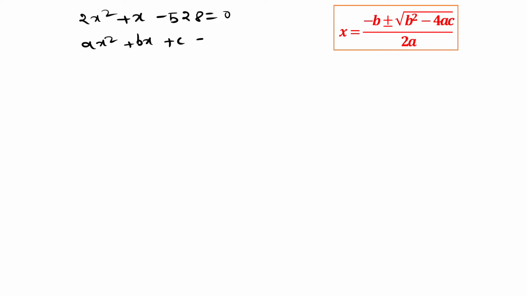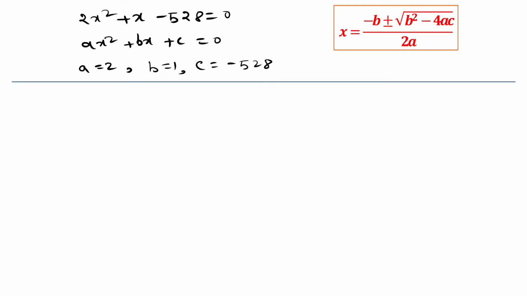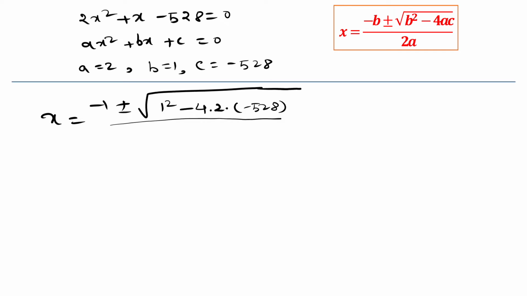Comparing with the standard quadratic ax² + bx + c = 0, we find that here a is 2, b is 1 and the coefficient c is −528. Remember, here we always have to take the coefficient along with the sign. Now substituting in the quadratic formula, we get x equals −b, that means −1, plus or minus the whole square root of b², that is 1², minus 4 times a, that is 2, times c, that is −528, and the whole divided by 2 times a, that is 2.